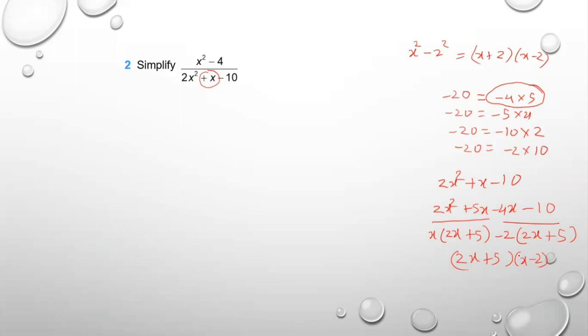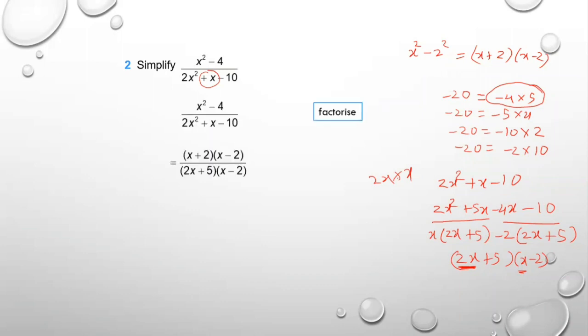It's easy, children. Remember, when it is 2x square, it means it is 2x into x. So always the first will be 2x and x. Either x can be here and 2x can be here. That you have to remember. And then take the factors of the last term. Got it? Check your answer.